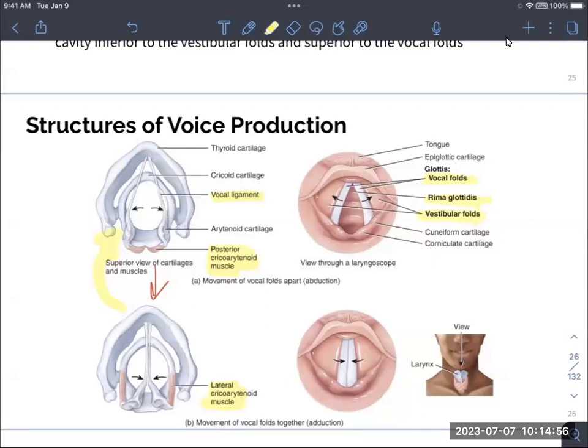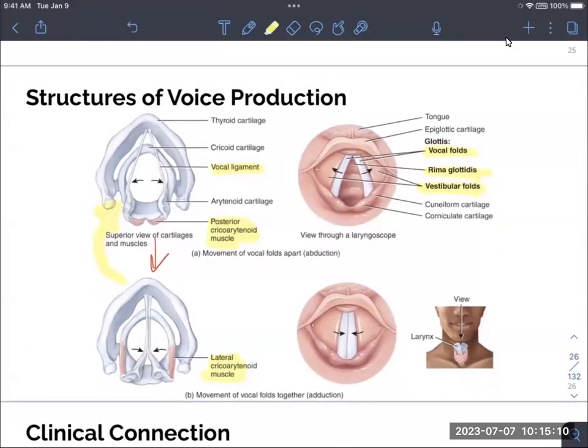And when these muscles contract, it can change how wide those vocal folds actually are, and it changes the tension. When you change the tension of those vocal folds, you are changing the pitch of your sound.